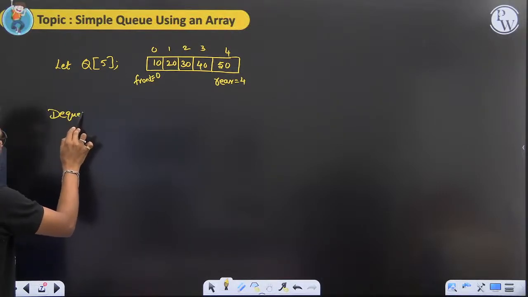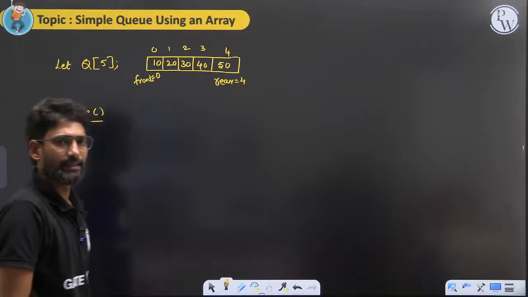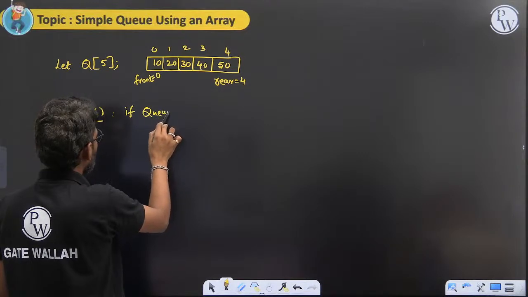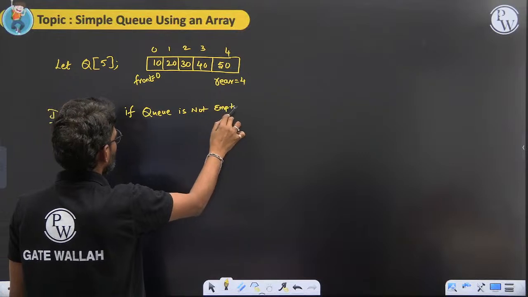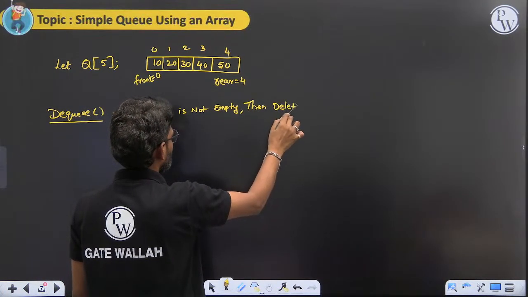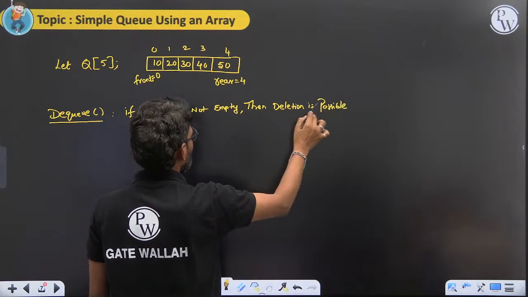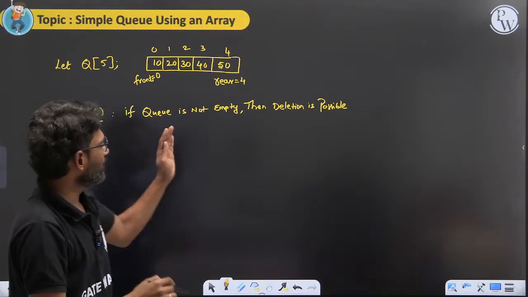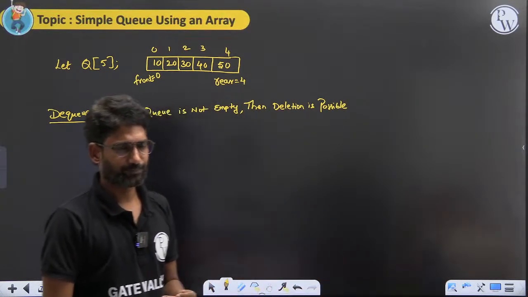So when can I delete? Dequeue operation. If the queue is not empty, then we can delete. Then deletion is possible. Because if there is nothing in the queue, what will we delete? It is not possible. So we have to make sure the queue is not empty before deletion. That is what we call the underflow case.